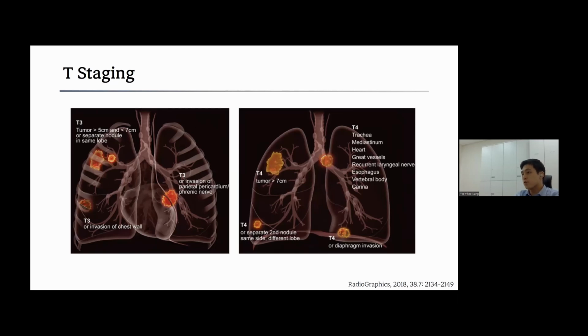Stage T3 includes tumors between 5 centimeters and 7 centimeters, or tumors invading parietal pericardium, chest wall, or phrenic nerve. Metastasis to the same lobe of the lung is also classified into T3. Stage T4 includes tumors larger than 7 centimeters, and tumors invading carina, trachea, diaphragm, great vessels, and other organs. Metastasis to different ipsilateral lobes is classified into T4.